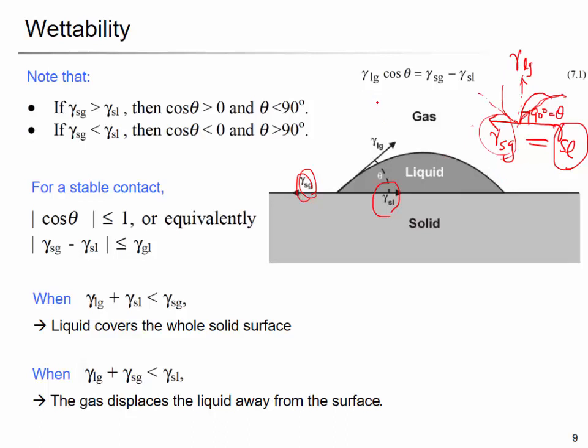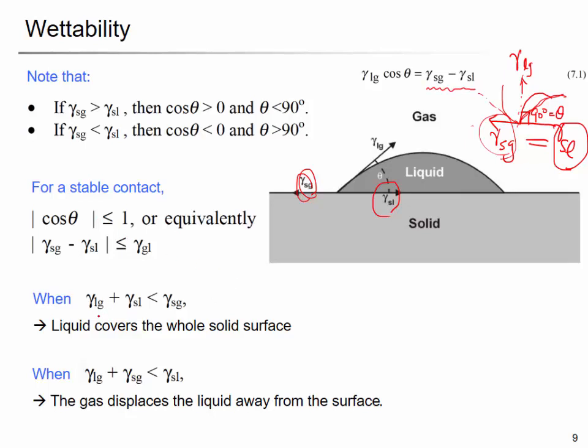So for a stable contact, this value should be positive. This equation should be satisfied. So when the absolute value of the cosine theta is less than 1, then it's called a stable contact.